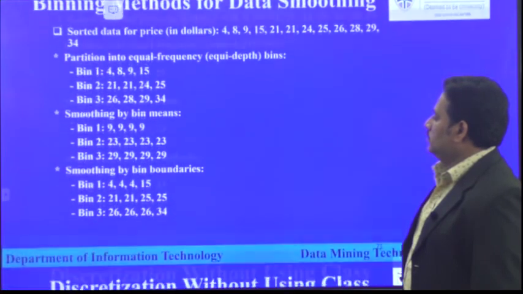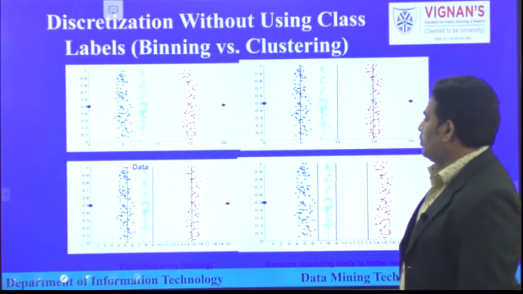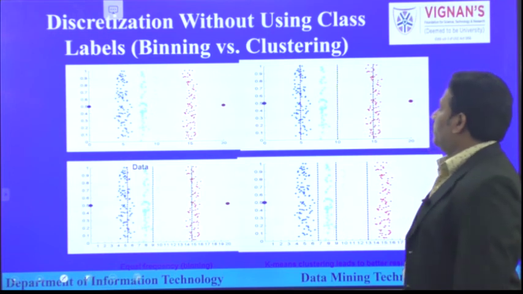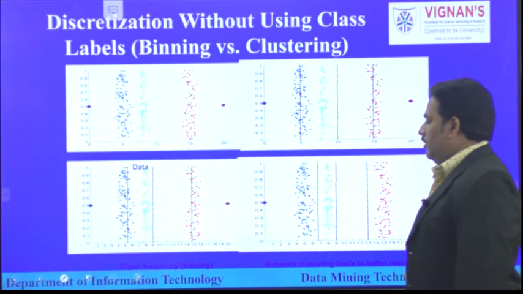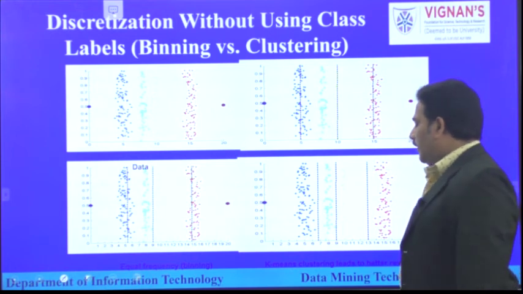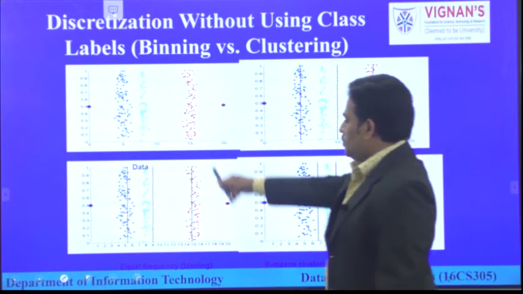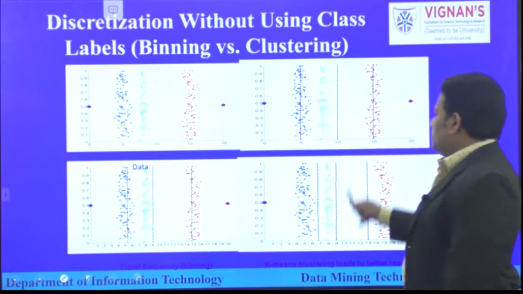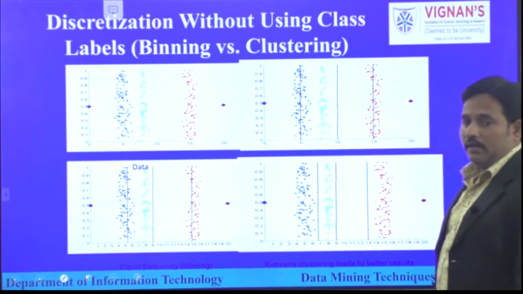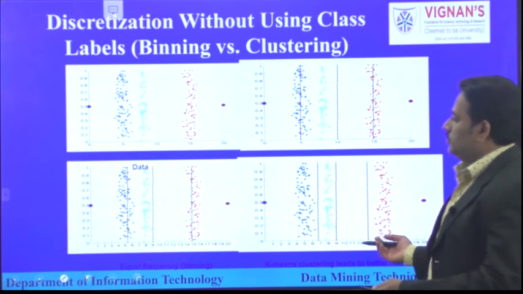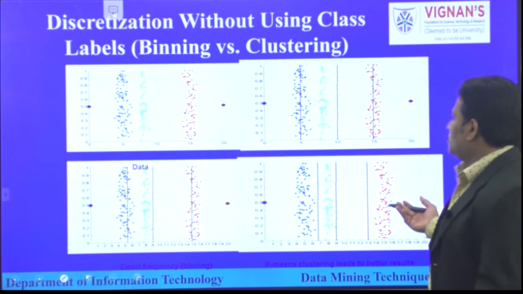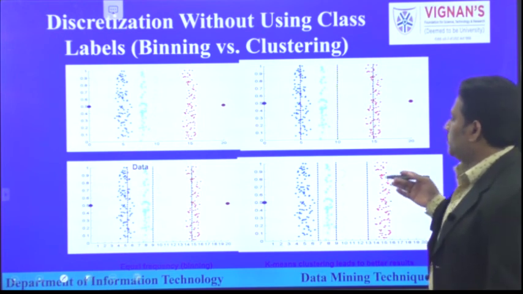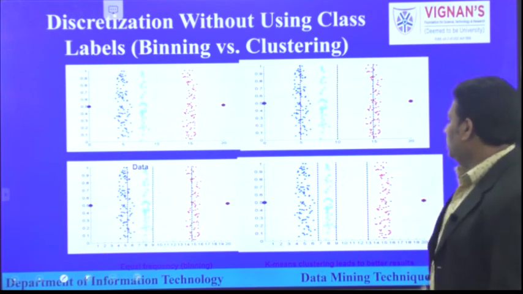Just observe here, discretization without using class labels, binning versus clustering. Here we divided the data using binning in these first two diagrams, whereas in these two diagrams we applied k-means clustering. Both methods intend to group the data, but they differ. The number of elements formed in every group will differ here.